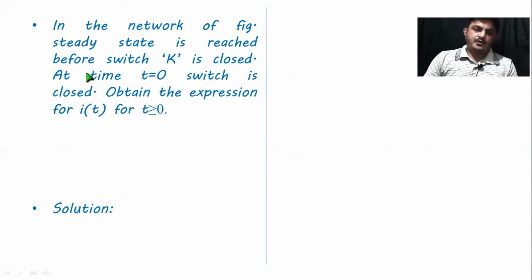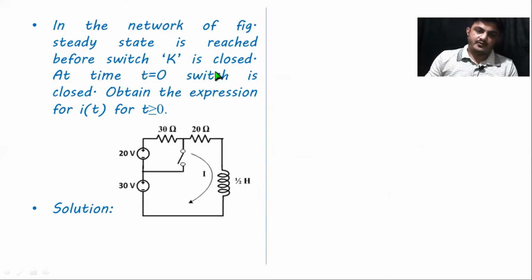So in the network of the figure, steady state is reached before switch K is closed. Okay, so it means that I have one network. In this network, switch K is closed at time t equal to 0. It means that I am closing this switch at time t equal to 0. So let me mention over here, this switch K is closed at time t equal to 0. And it is also mentioned that the steady state is reached.